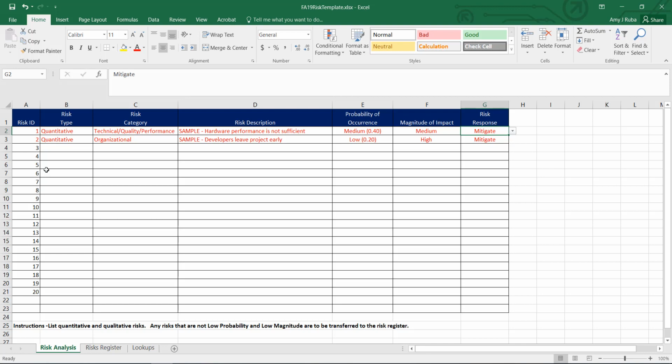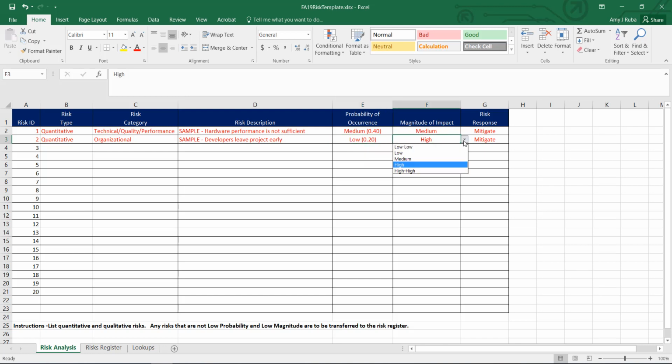These examples pertain to a software project. Let's go ahead and look at the second risk identified, which is that the developers leave the project early. We have defined this as a quantitative risk because we can identify a monetary value associated with the risk. We have specified that it's an organizational risk because it is related to the project and the project team, and it's within our control. We've identified an impact of low, which correlates to 20%, as well as a magnitude of impact of high.